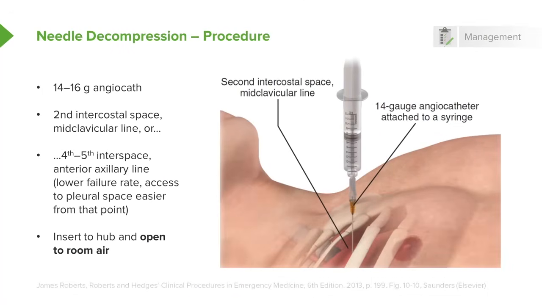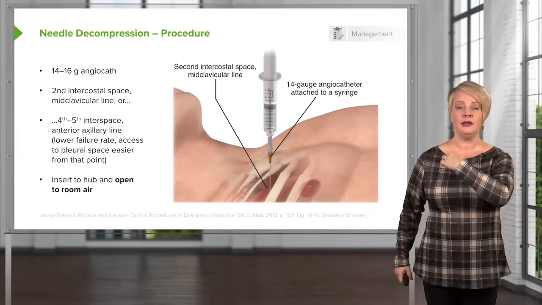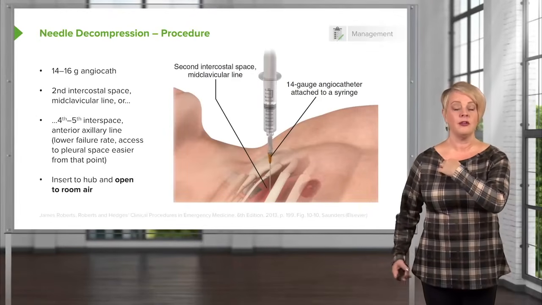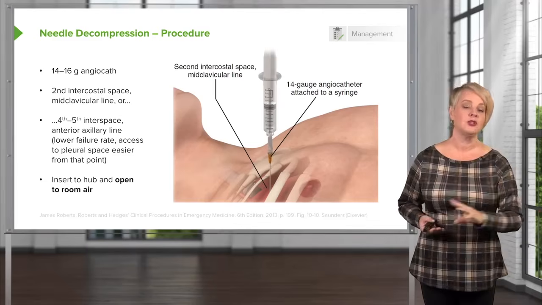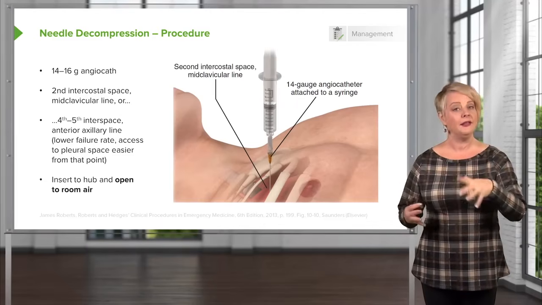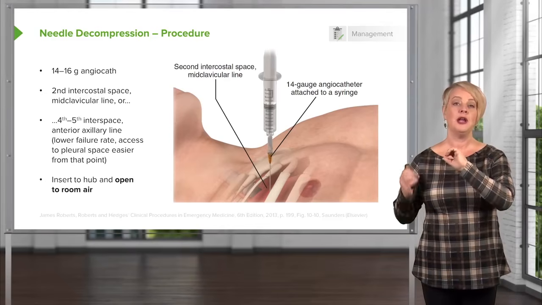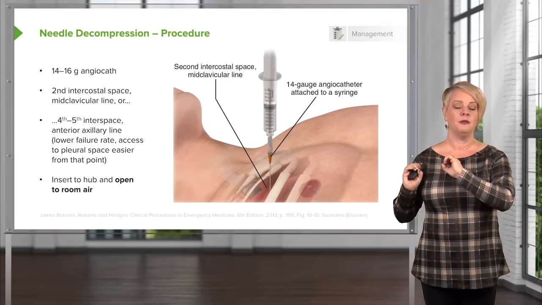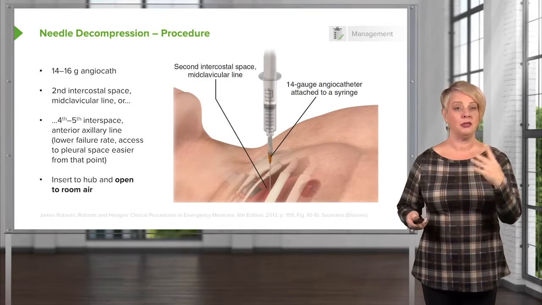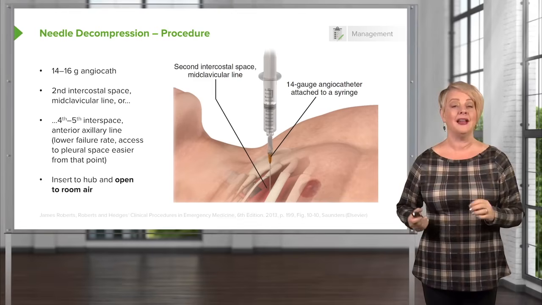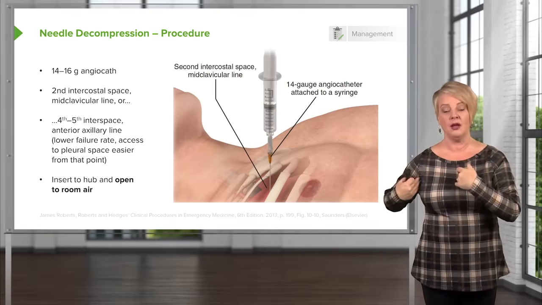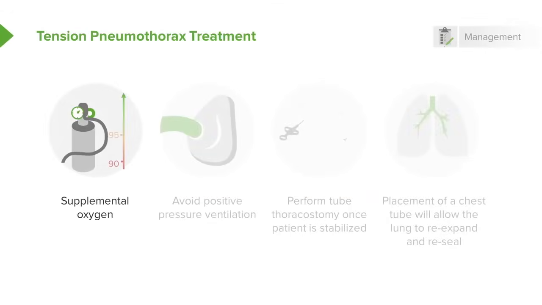So once you've inserted the needle, this is the really important part. You need to make sure that the needle is open to room air. So you want to insert the needle or angiocath in as far as it goes, and then you want to take off your syringe, take off your needle lock, anything that might be obstructing the end of your catheter, and you want to let the pleural space communicate with the air in the room. The goal, again, is to let air go from the pleura out into the atmosphere.